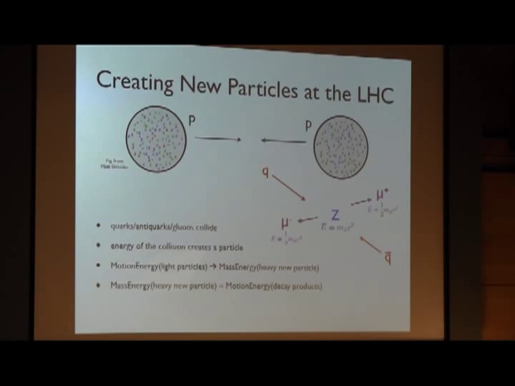So when the Z decays to two muons, the mass energy of the Z boson has been turned into motion energy of the decay products. So the idea now is that you just look for these decay products in your detector, whatever ends up getting into your detector. And if you measure the motion energy of these decay products, you can infer the mass energy of the thing that you didn't even see that was created initially.